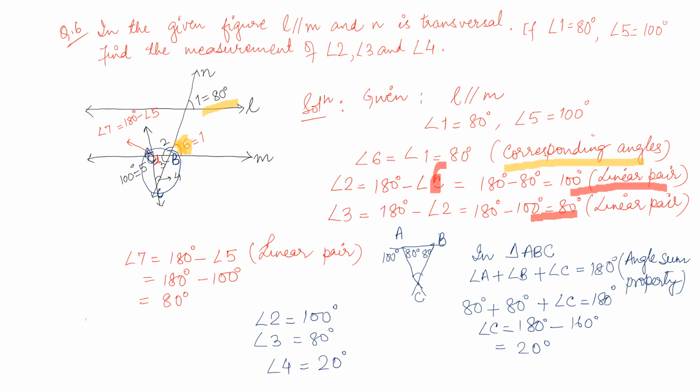Now I have drawn the triangle here properly. Using the triangle property, remember we know that the sum of angle A, angle B and angle C should be 180 degrees. Two of the angles we have already calculated. The value of the third angle will be 20 degrees. So what they asked about angles 2, 3 and 4: the values are 100 degrees, 80 degrees and 20 degrees.